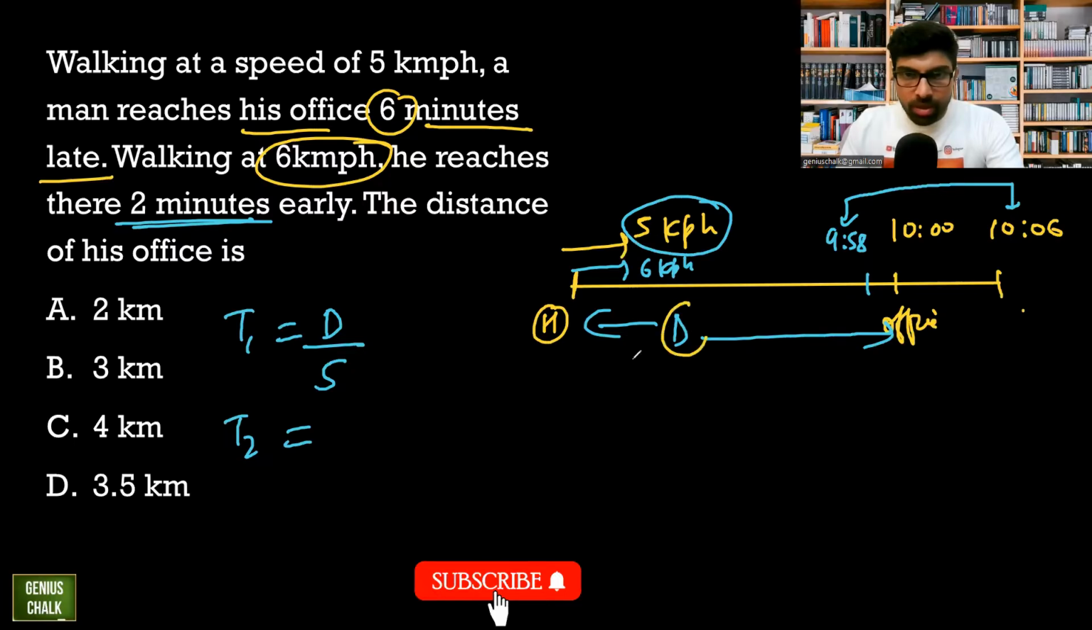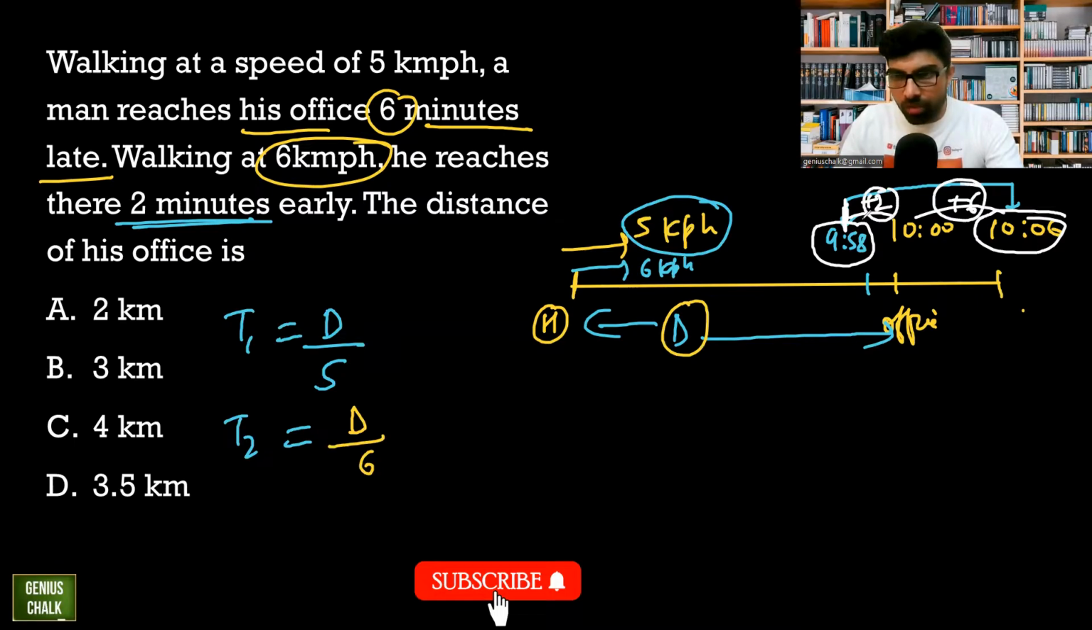What is the time taken by him on the second day? It is the same distance he's covering, so D by 6. Now you can see there is some gap of time. What is the gap of time? You can see the gap of time is from 9:58 to 10:06. How many minutes is the gap actually? 9:58 means plus 2 up to 10 o'clock, then plus 6 here. That is an 8 minute gap.